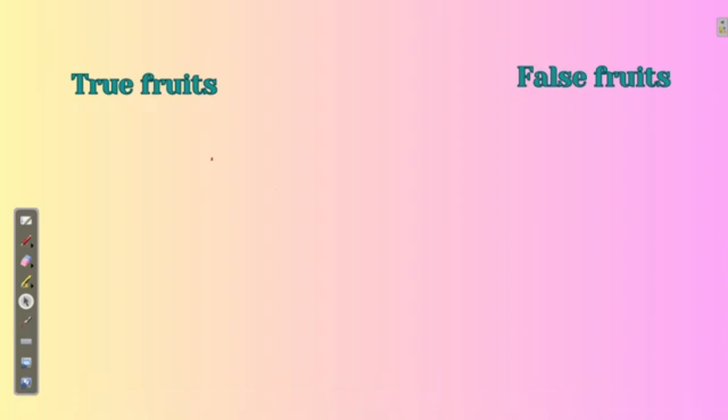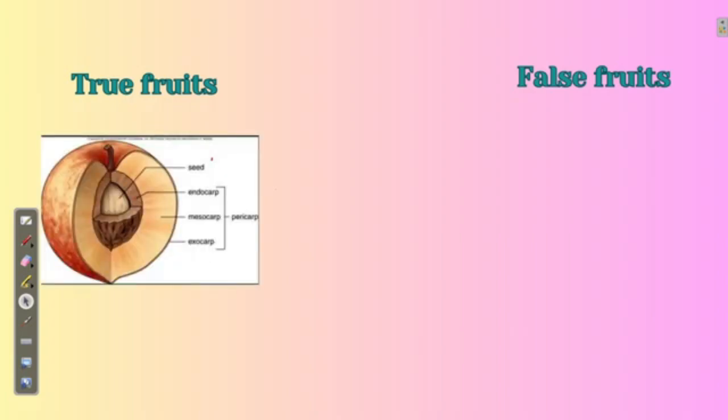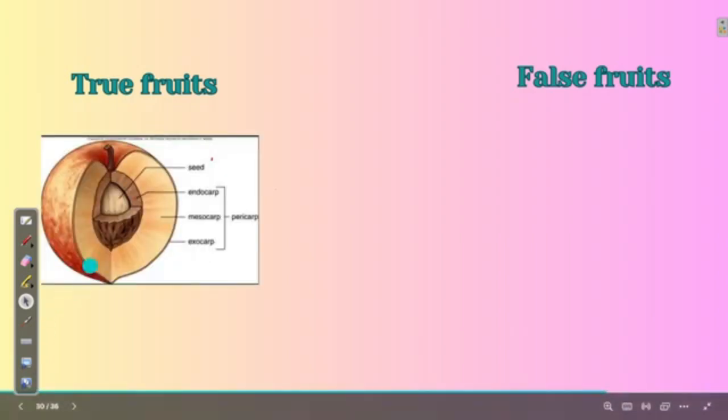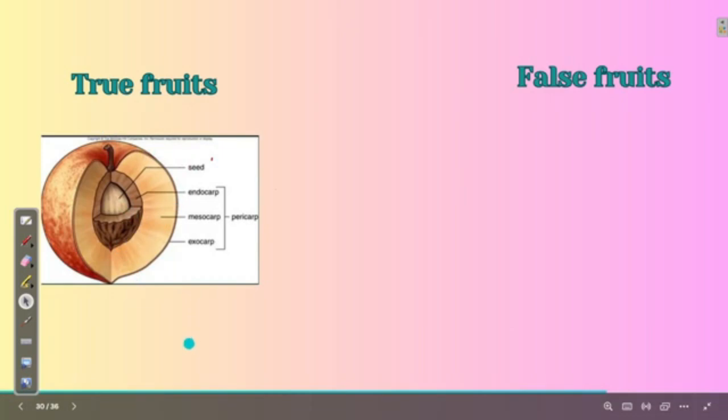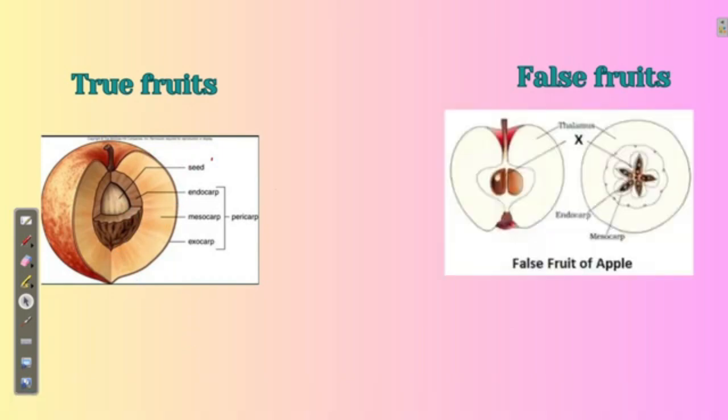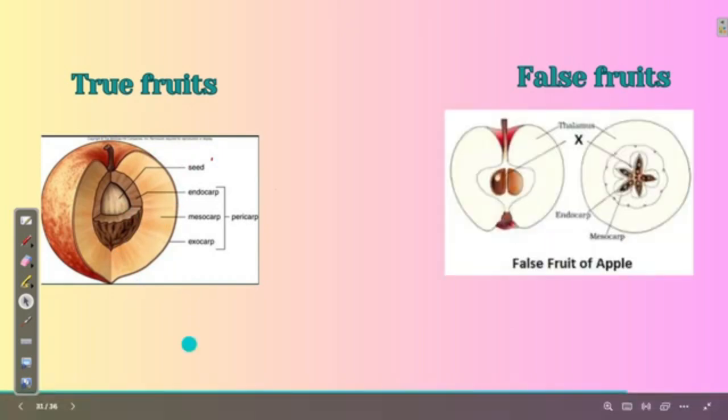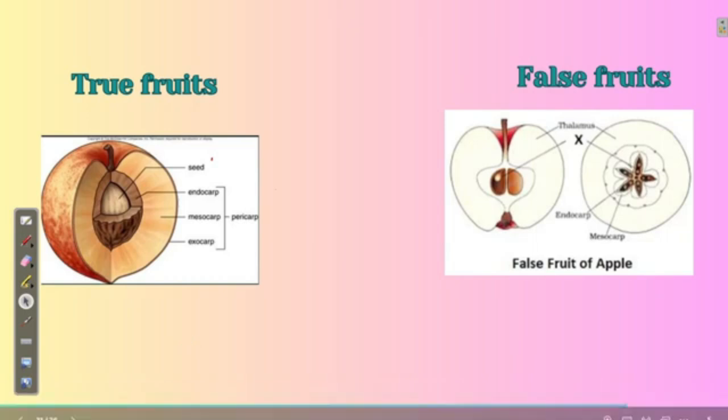We mentioned earlier that ovary develops into fruit and ovule into seeds. But there are certain cases where ovary does not develop into fruit. Some other parts develop into fruit. In a typical fruit, where the ovary develops into fruit, we call it a true fruit. In certain other cases, like apple, strawberry, cashew, etc., the thalamus or the receptacle contributes to fruit formation. Such fruits where the fleshy portion is formed from any other region of a flower are called false fruits.